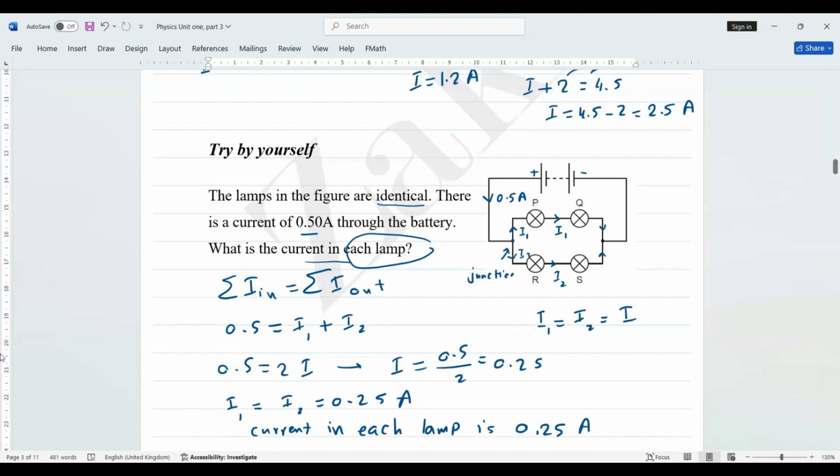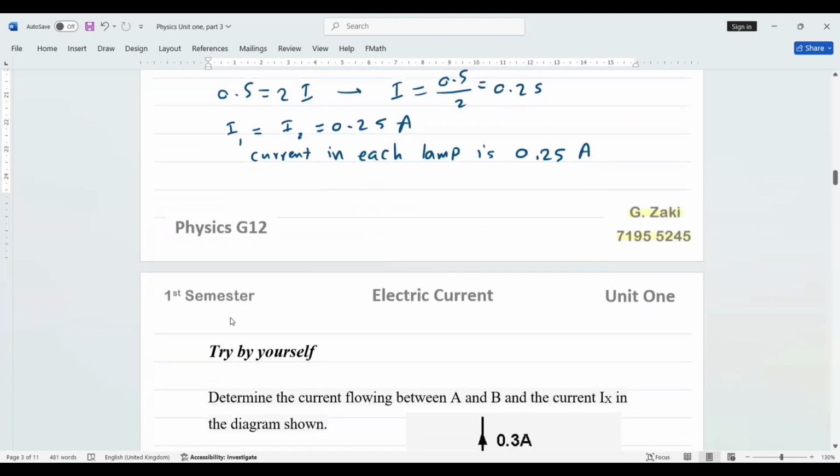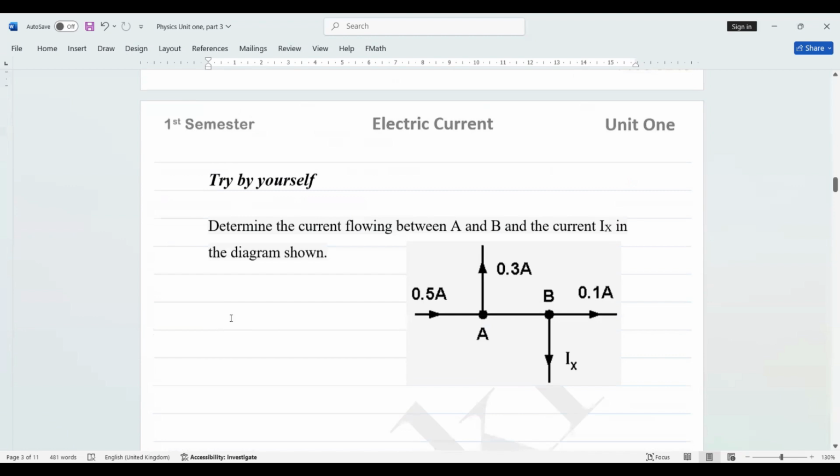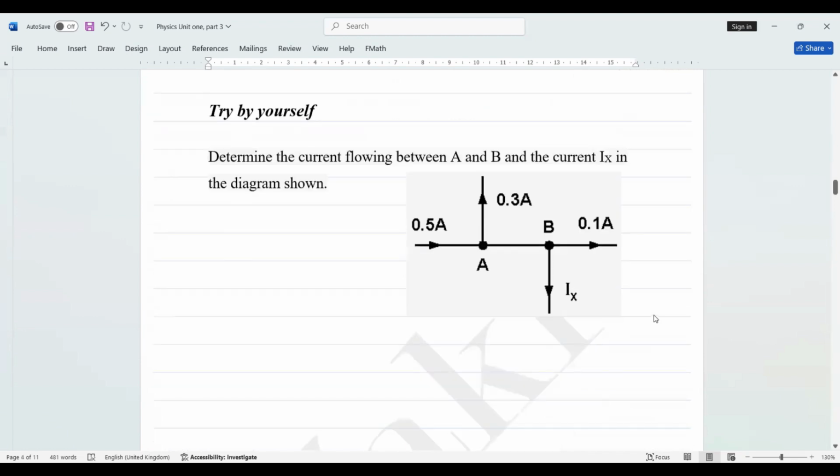Okay, do you understand this question? Yes. Very good. Now, next part. Try to solve this question. It comes in the final exam. Try to solve it. Determine the current flowing between A and B. So we need the current between A and B. Let this current be denoted by I. Now we need the current I, but we don't know the direction.